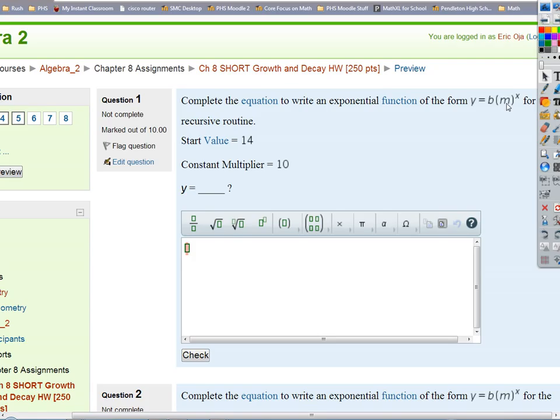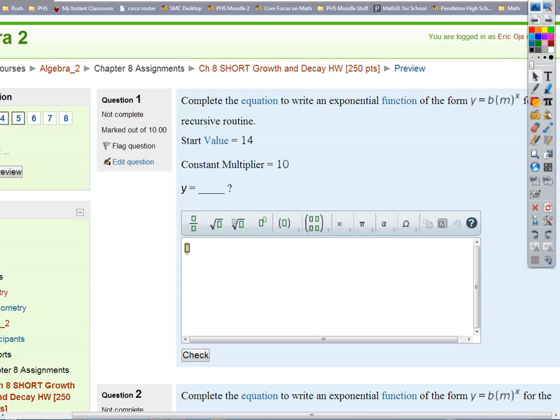And so they're essentially just giving you this stuff here. You're just plugging it in. 14 is b, that's the start value. Constant multiplier is 10, that's m. Done. Okay. We're just getting some practice writing these functions is all this is about.